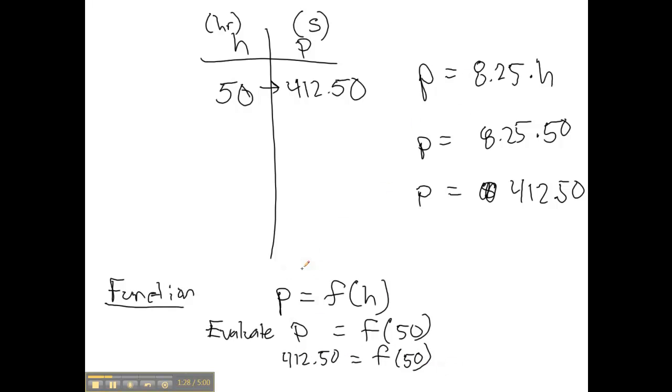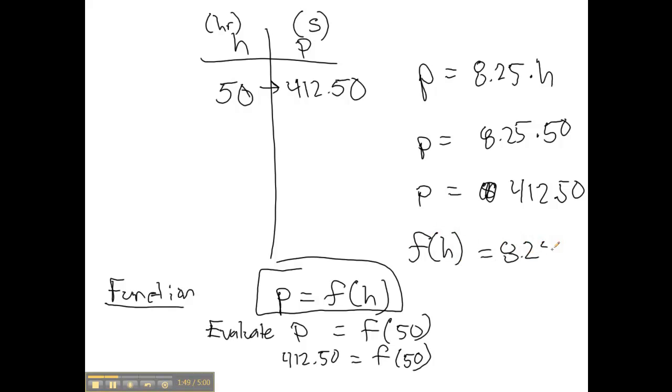Because P and F of H are equivalent, as we mentioned in the last portion, I can replace P with this any place I see it. That's the basic idea of equality. If things are equal, that means they're interchangeable. So I can also write this equation as F of H equals 8.25H.